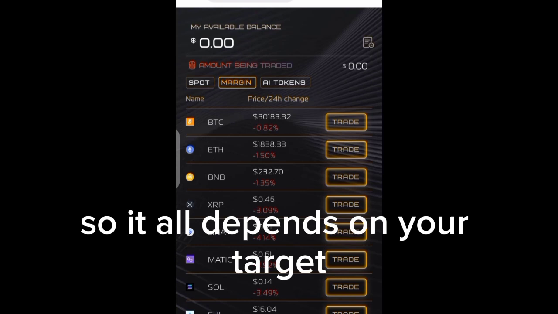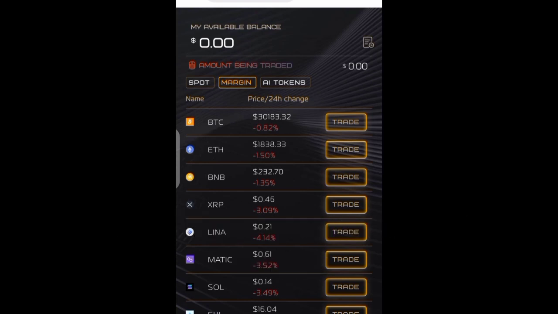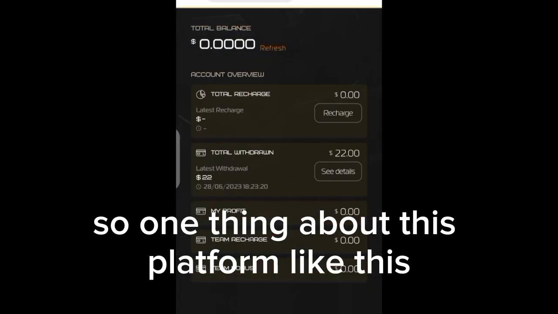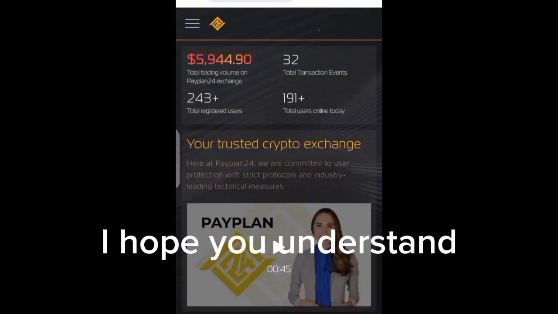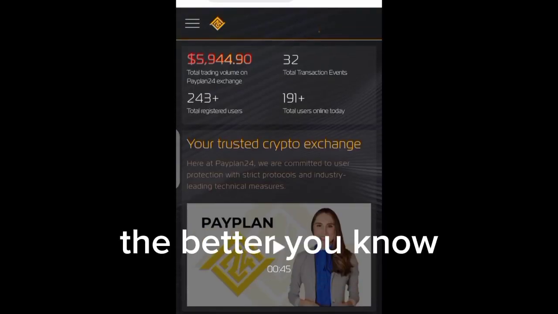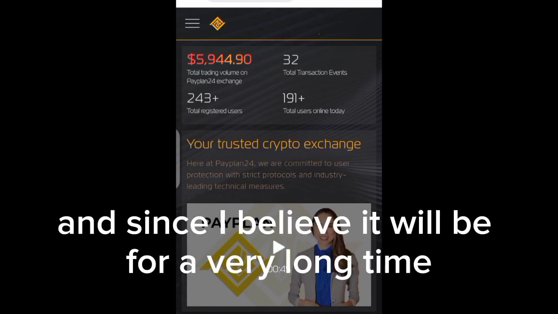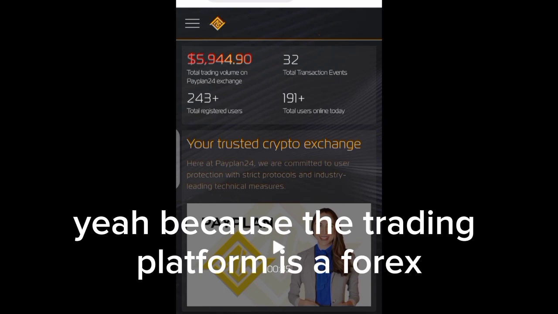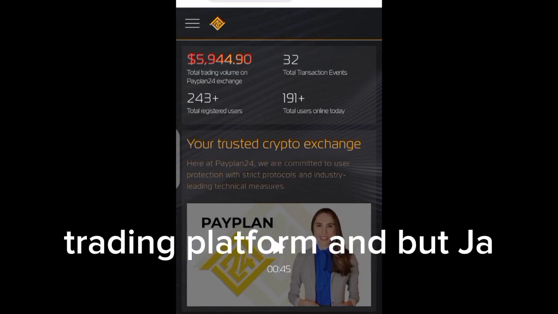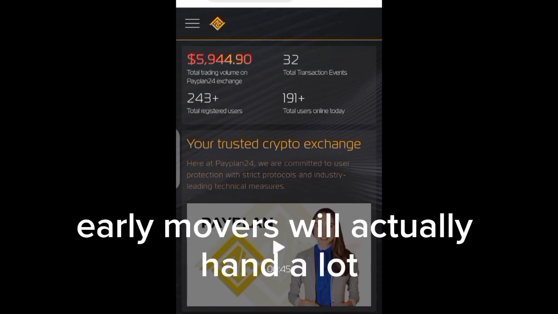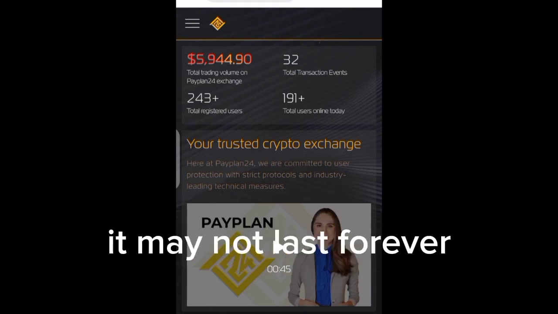So it all depends on your target, how much you want to make, how fast you want to make money. One thing about platforms like this is that the earlier you join them, the better. I hope you understand. The earlier, the better. It is paying, and sincerely, I believe it will pay for a very long time. Because it's a forex trading platform, early movers will actually earn a lot, but eventually it might not last forever.